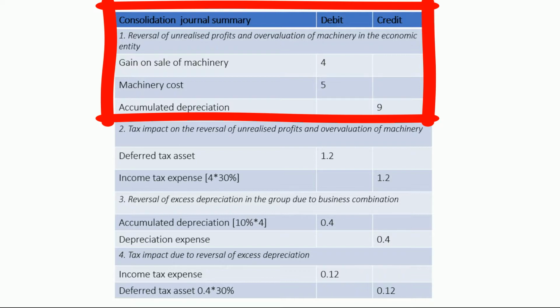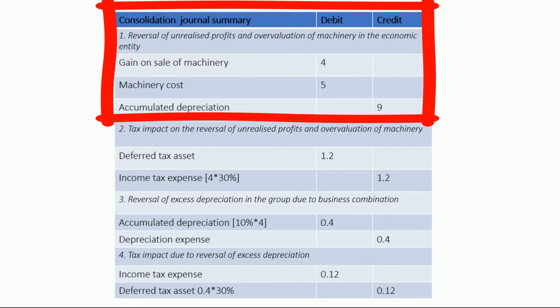So to make it 25 million, where the machinery cost is now recorded by the parent as 20 million, we add another 5 million by debiting machinery cost 5 million. We need to reinstate accumulated depreciation. So we credit 9 of accumulated depreciation.